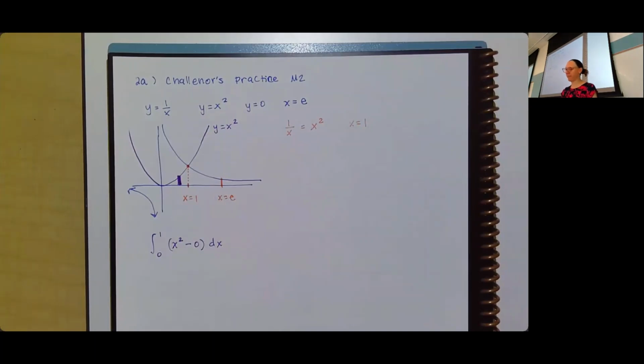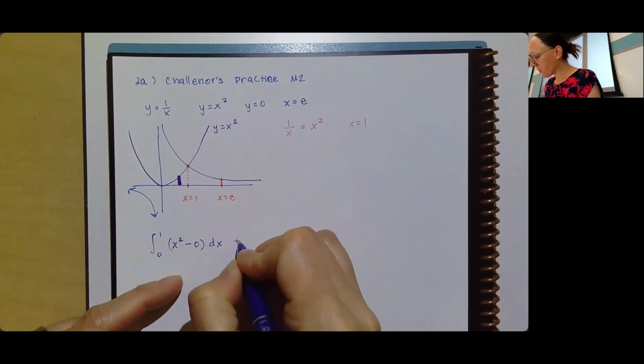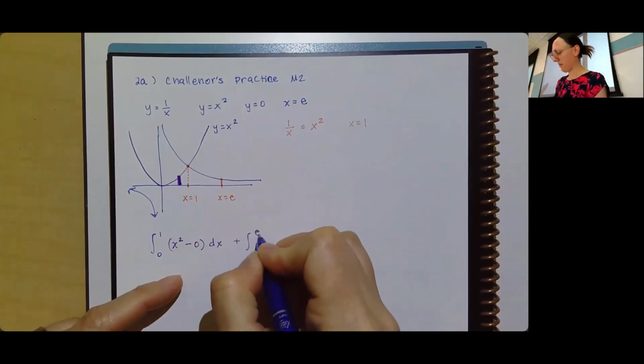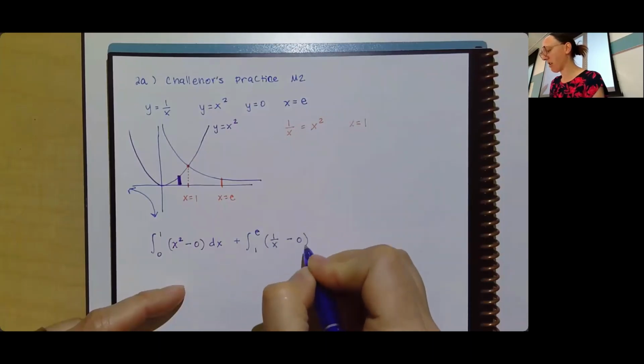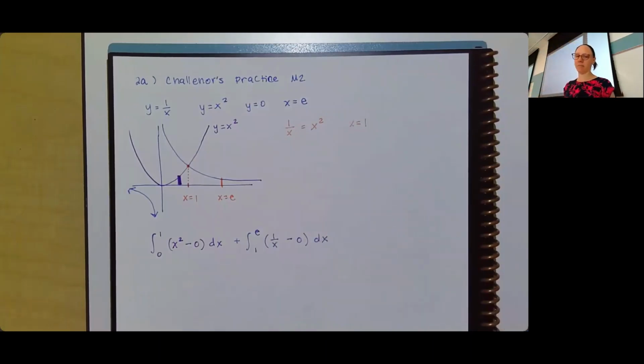Yep. So I'm going to have to add that to the integral from 1 to e. And over here, my top function is 1 over x. My bottom function is 0. Again, you do not have to write the 0 part if you don't want to. He was pretty nice to us numbers wise.